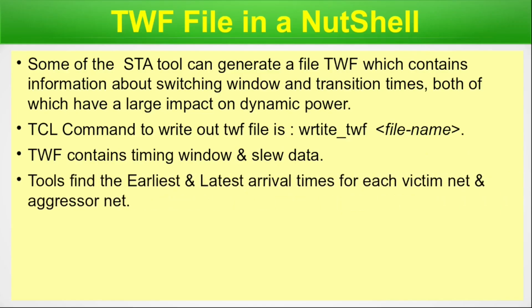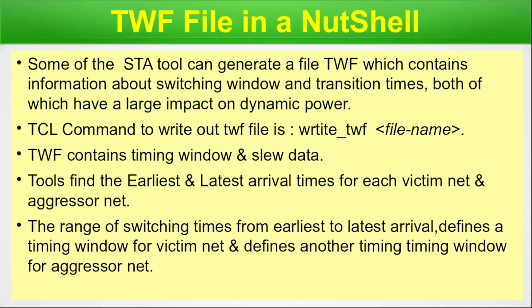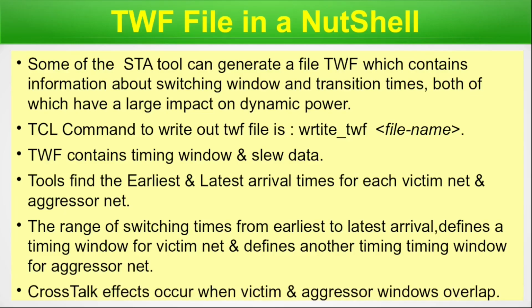The tool finds the earliest and the latest arrival times for each victim net and aggressor net. The range of switching times from the earliest to the latest arrival defines a timing window for the victim net and another timing window for the aggressor net. So all of this data you can find inside the TWF file. Crosstalk effects occur when the victim and aggressor windows overlap. So this is the outcome of the data that you can interpret from the TWF file. So that's all, folks. We're done with this slide. Let's move on.